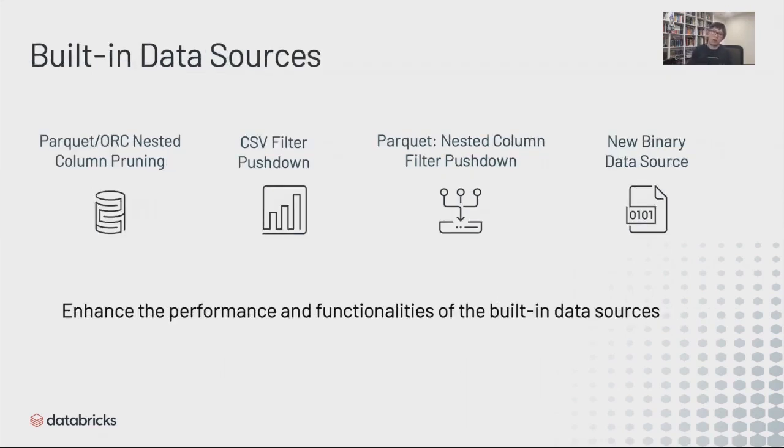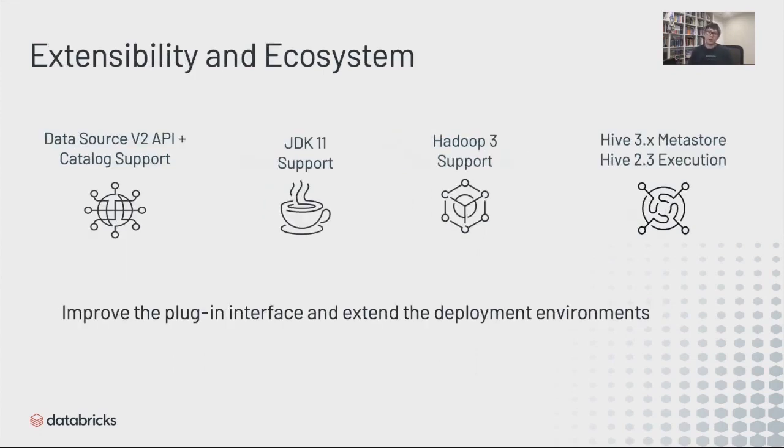This release also enhances the built-in data sources. For example, for the Parquet data source, we can do column pruning and filter pushdown for nested columns. We also support filter pushdown for CSV files. This release also introduced a new binary data source and a new no-op data source. And it keeps improving the data source v2 APIs by adding new catalog capability and extending compatibility.